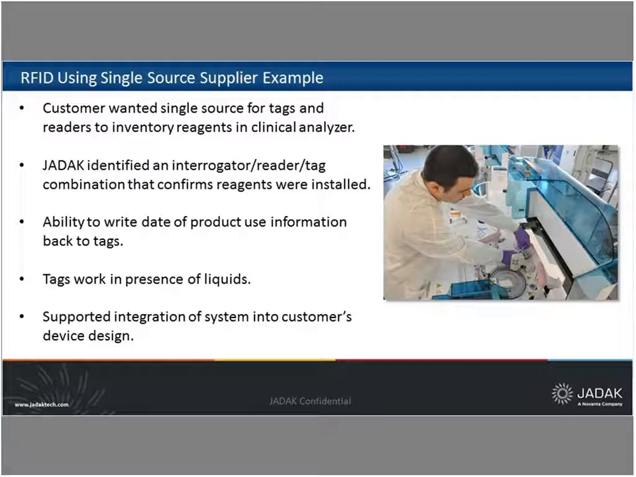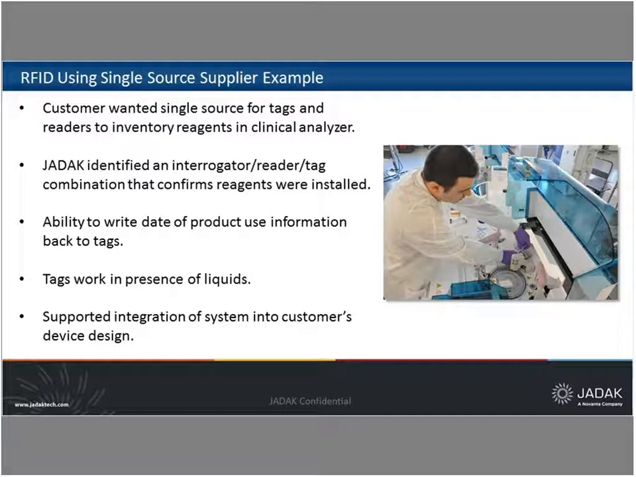And for this, JADAK provided one-stop shopping which included interrogator selection, mechanical bracketing, antennas, and specialized software for talking with the host, as well as tag selection, which would work in the presence of liquids. I'm not sure I mentioned it before, but between the two technologies, HF is much more tolerant of liquids, but with the E fields used by UHF, metals and liquids particularly can attenuate the signal.